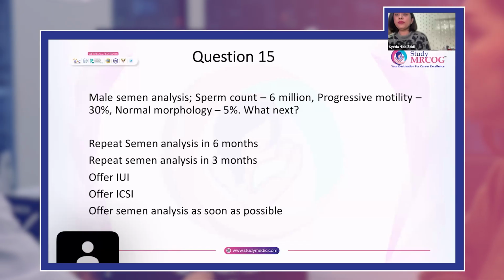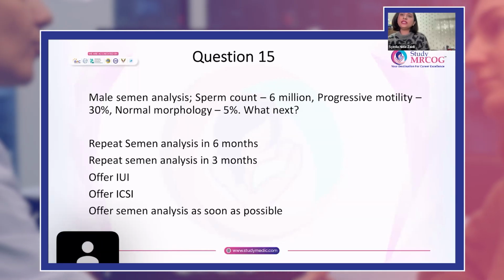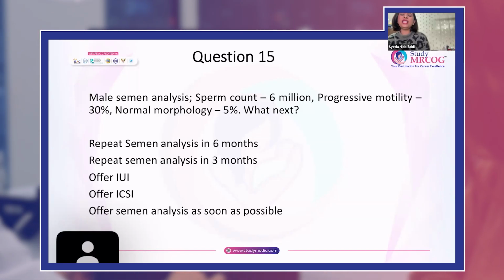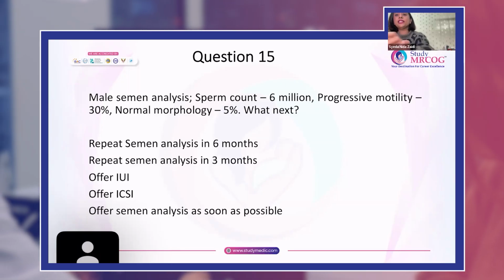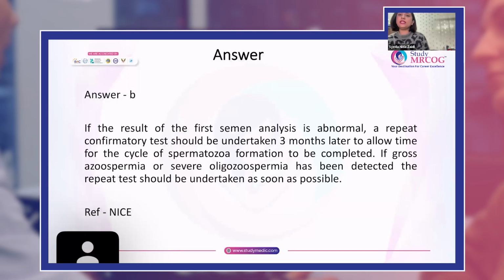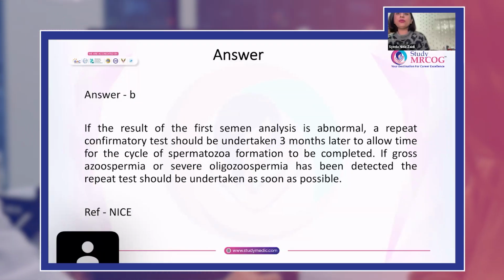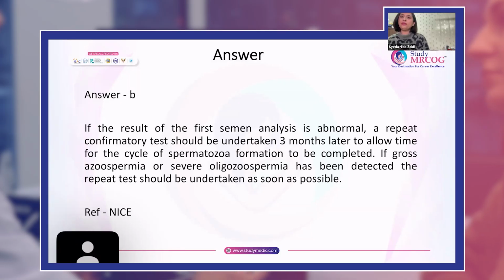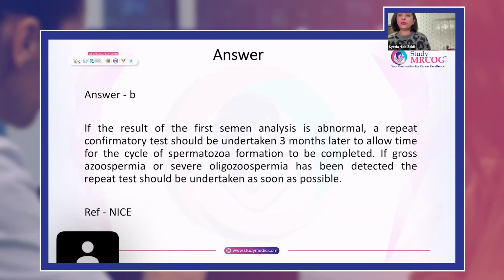So this is the semen analysis that shows a little bit of a problem. In this case, we will offer him the semen analysis in 3 months or 12 weeks, option number B. And if there is a drastic problem in semen analysis, we can offer it right away.